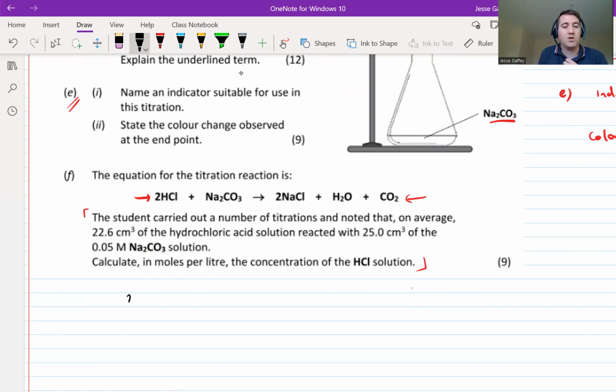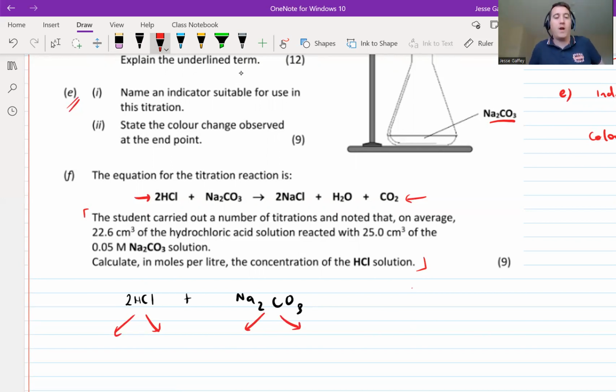Okay, and you should have got 2 HCl plus Na2CO3. The rest of the equation is pretty useless here. They're the products, but we're really interested in how the two reactants react. Okay, I always tell my students to use 2 arrows, one here and one here, like this. And you guys should know how to do this now.